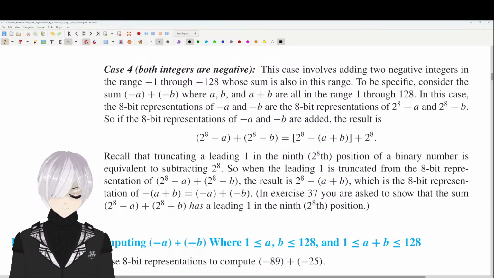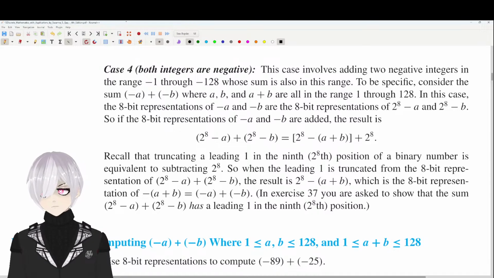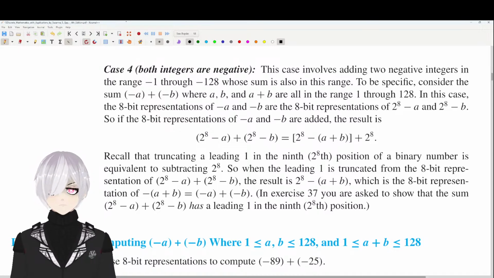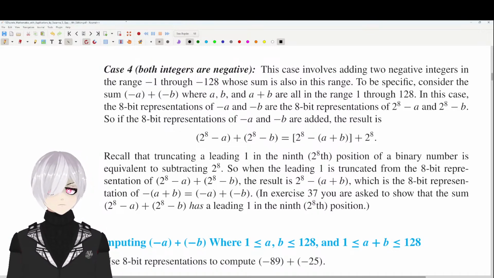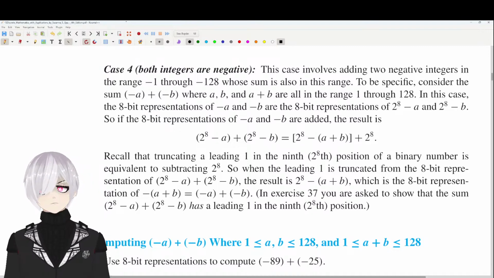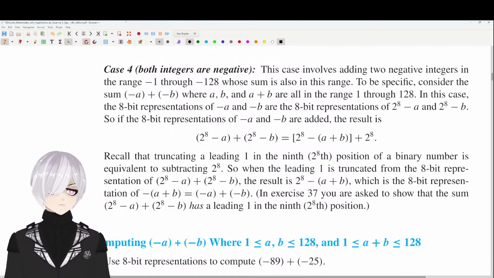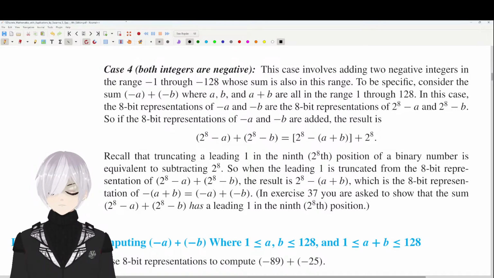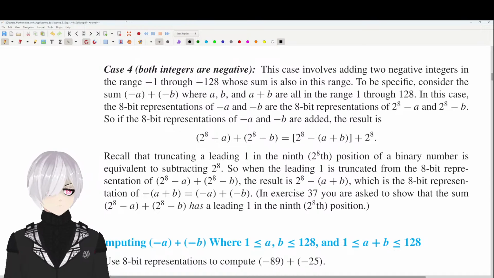Yeah, and I guess we could informally see why, because we have 2 to the 8th and then we're subtracting a plus b. Negative a and negative b are from negative 1 to negative 128. That means a and b, their absolute values, are in the range of 1 to 128. So we're taking 2 to the 8th, 256, and we're subtracting the sum of some things in the range of 1 to 128. That could be as small as 2, if a and b are both 1. It could be as big as 2 to the 8th if a and b are both 128, because then 128 plus 128 is 256.